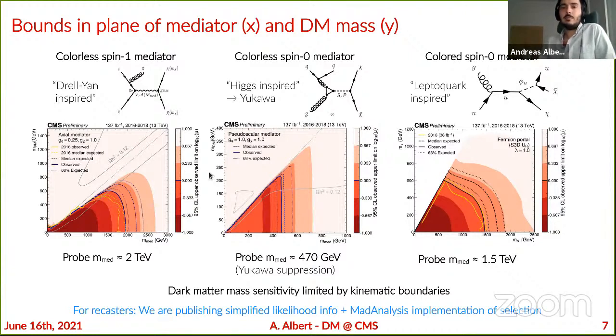And generically, you can see that we probe masses of about 2 TeV for spin 1, here 500 GeV for the pseudoscalar. This is reduced because of the Yukawa suppression. And then on the right-hand side, we're up to 1.5 again. So really the mediator mass range that we can cover is from a few hundred GeV if we have some special suppression up to maybe 2 TeV if we don't. And the dark matter mass sensitivity typically is about half the mediator mass sensitivity, simply because we have this kinematic cutoff. So if you go above this diagonal here in this plot, the decay of the mediator to dark matter is suppressed and can't really happen, and that kills the sensitivity.